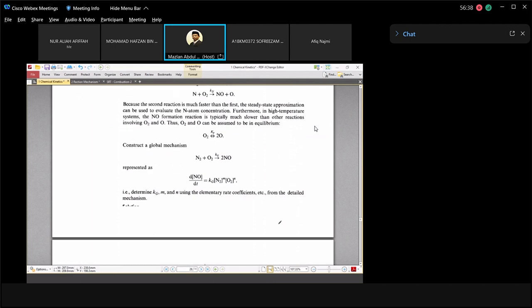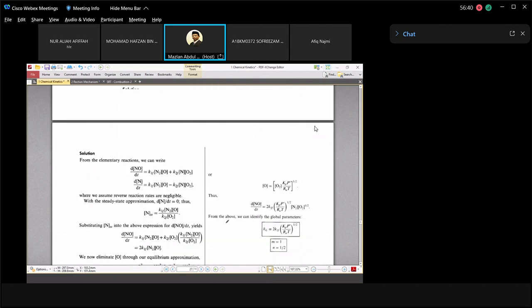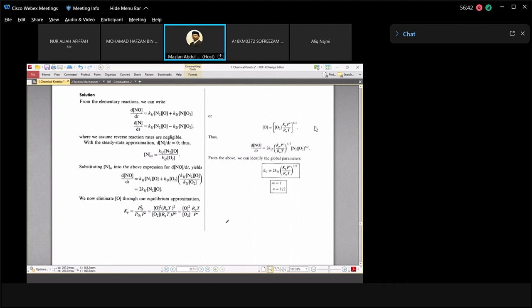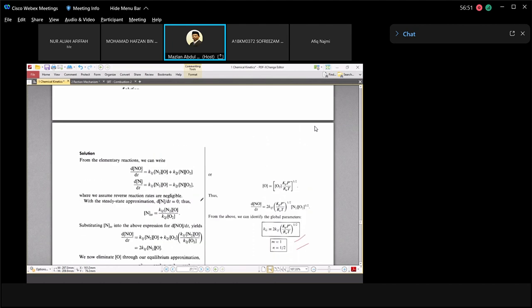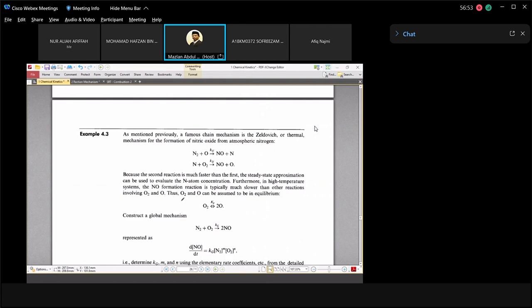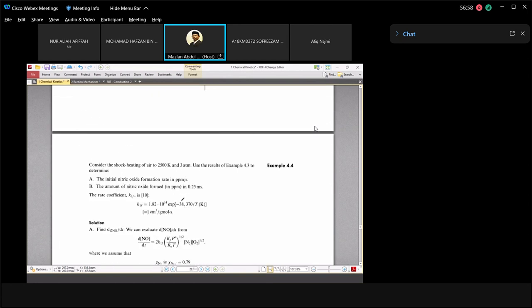This is an example. You can go through this example. Just to this example, what is N? This is the order of reaction. You can take a look at the example. Example 4.3, it's there in the book.